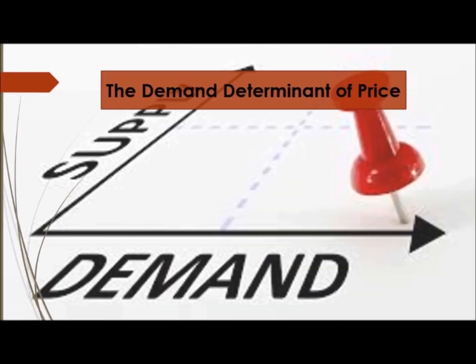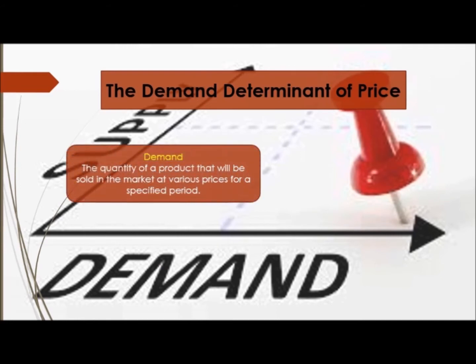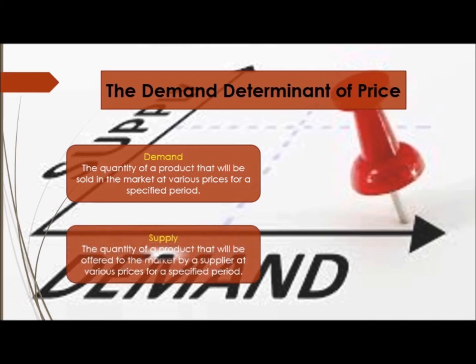The demand determinant of price. Demand is defined as the quantity of a product that will be sold in the market at various prices for a specific period. Supply is defined as the quantity of a product that will be offered to the market by a supplier at various prices for a specific period.